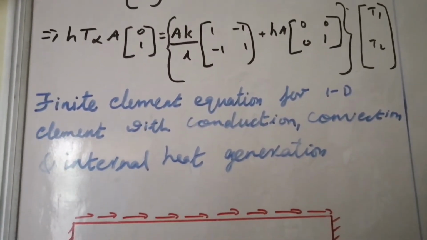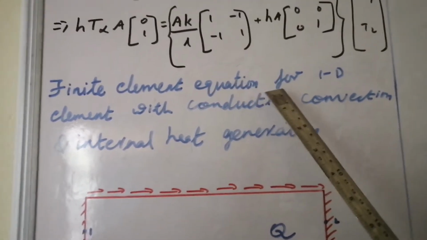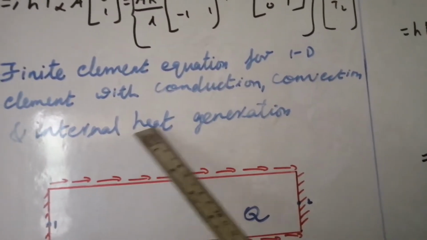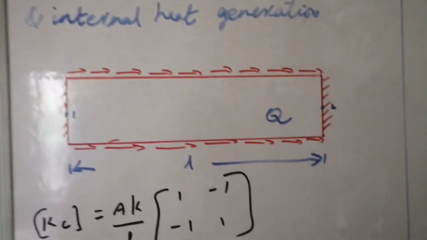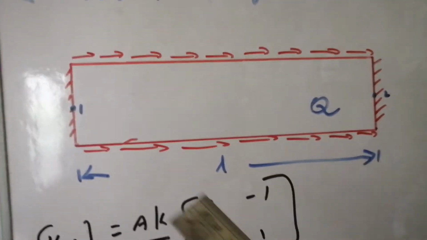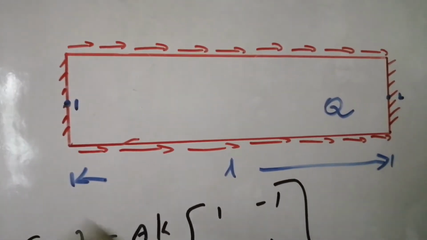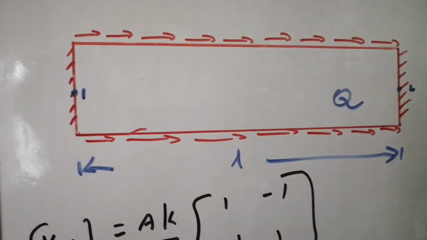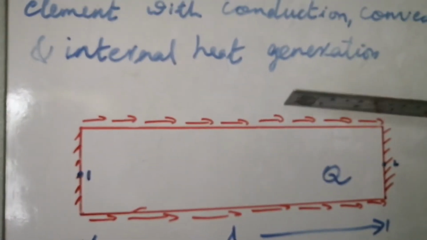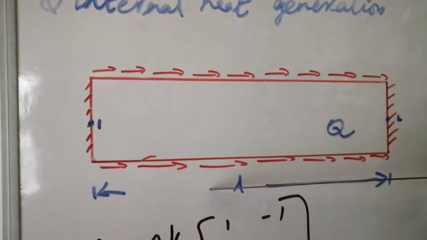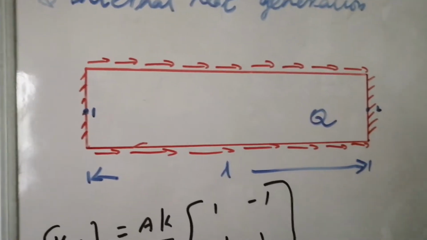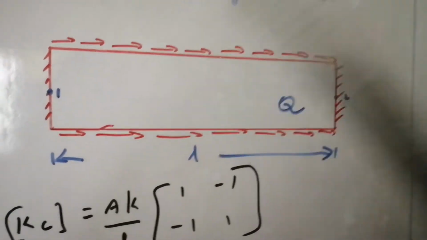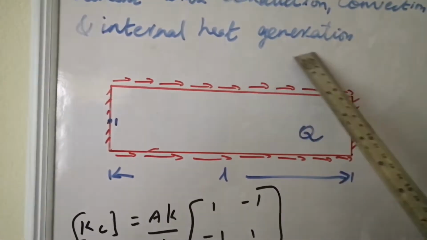And this is another main derivation: the finite element equation for a one-dimensional element with conduction, convection and internal heat generation. So we have a bar with two nodes, 1 and 2, and both of these ends are sealed. So the convection won't occur through this end area but through the lateral area, and heat is generated throughout this bar. So we have conduction, convection and internal heat generation.